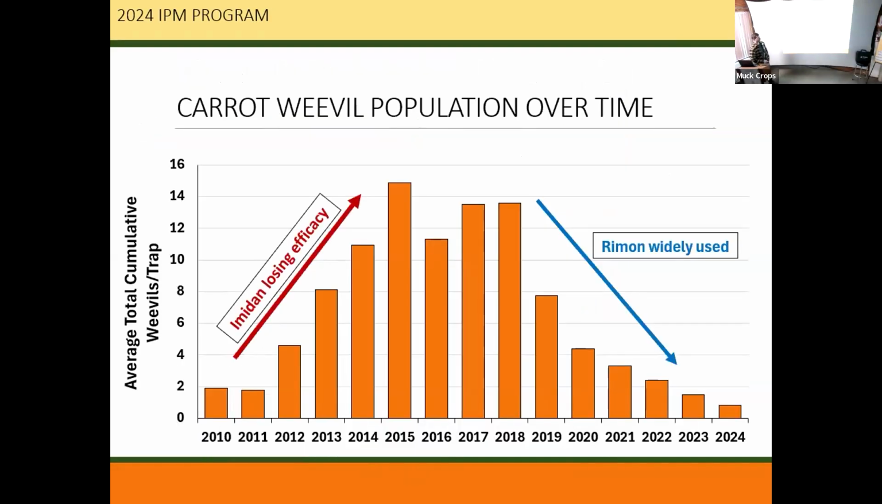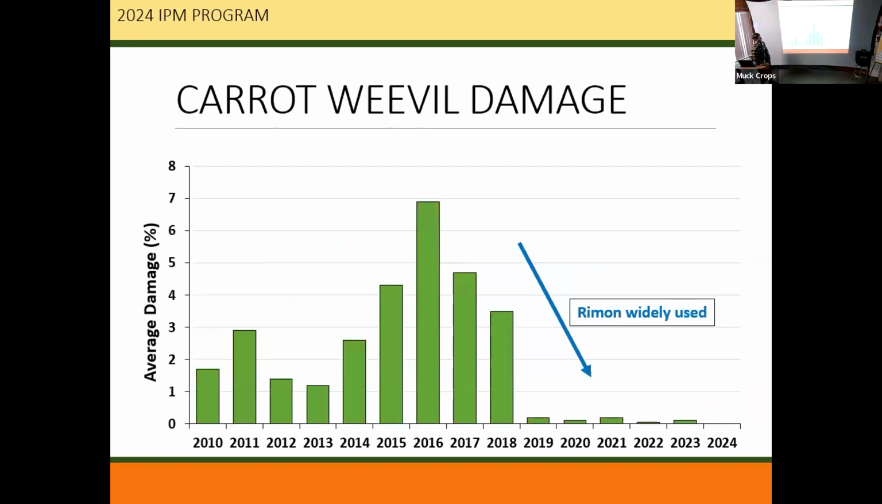I showed these next couple of graphs last year, but I wanted to show them again and update them to include our findings from this year. This decline in carrot weevil population and damage is a good success story of a couple of products, one in particular, Rymon, the registration and uptake throughout the marsh. Back when it was first registered and growers started using it, we really started to see this decline in weevil population, weevils per trap, that we were finding out in your fields. And this definitely correlated with the amount of damage that we were finding at the end of the season.